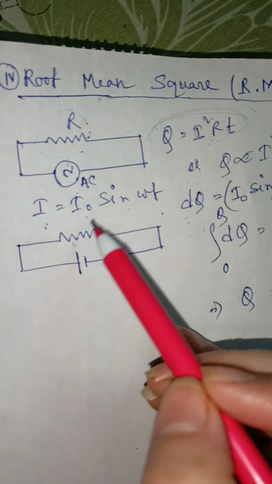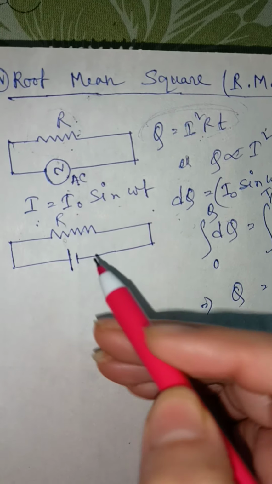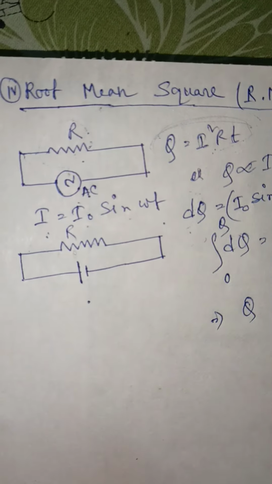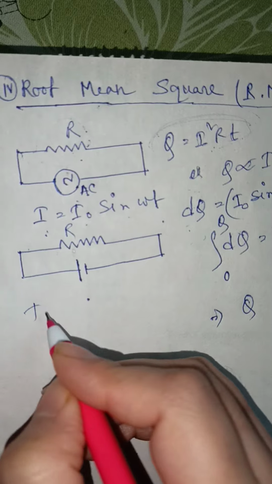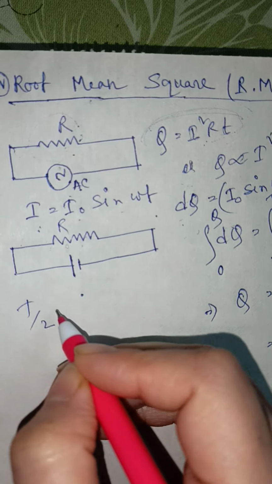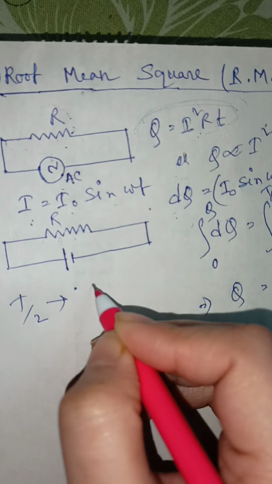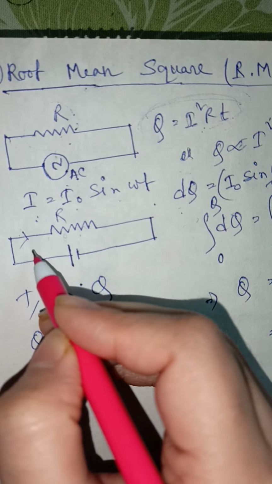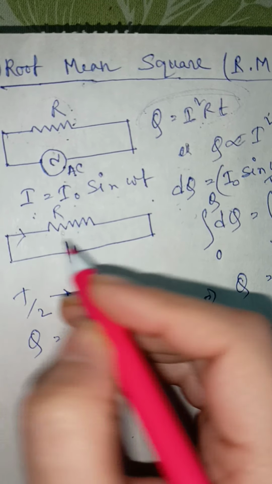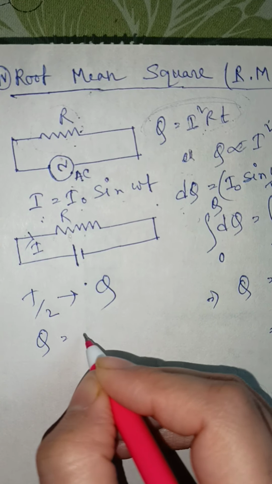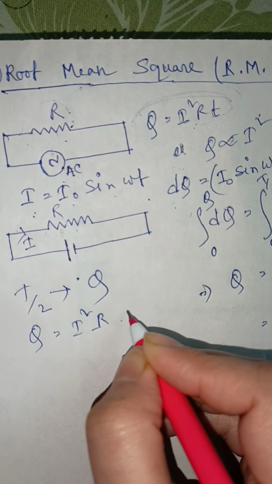If we connect the same resistance with a DC source such that this DC source produces the same amount of heat inside this resistor within T by 2 time, then the heat produced within T by 2 time by this DC source is, suppose, Q. Suppose the current passing through this resistor when connected with the DC source is I. So now we can write Q equals I square R into T by 2, because the time interval is T by 2.